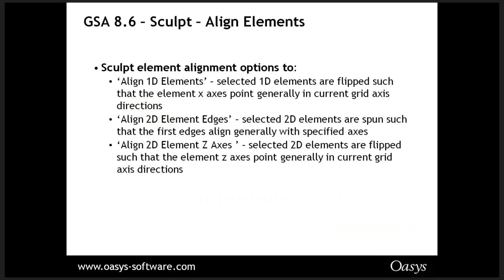Then there are some Sculpt options to align elements, so you can align 1D elements such that they all point in generally the same direction, aligned with grid axis directions. Align 2D element edges such that they all generally point in the same direction, so the x-axis of the 2D elements generally align. Or align 2D element z-axis so that they all point generally upwards.